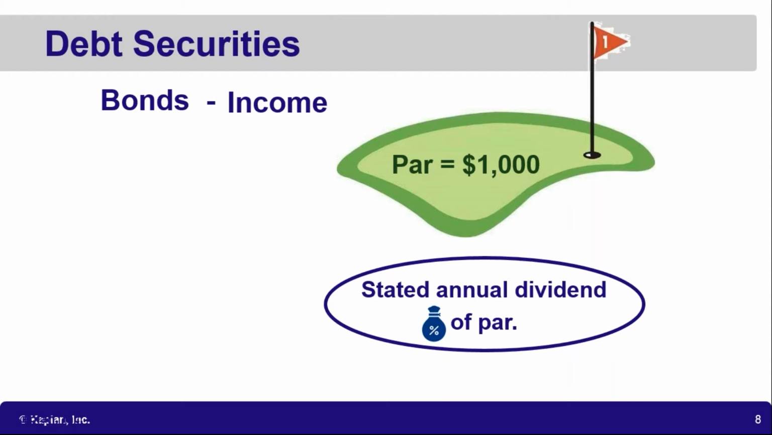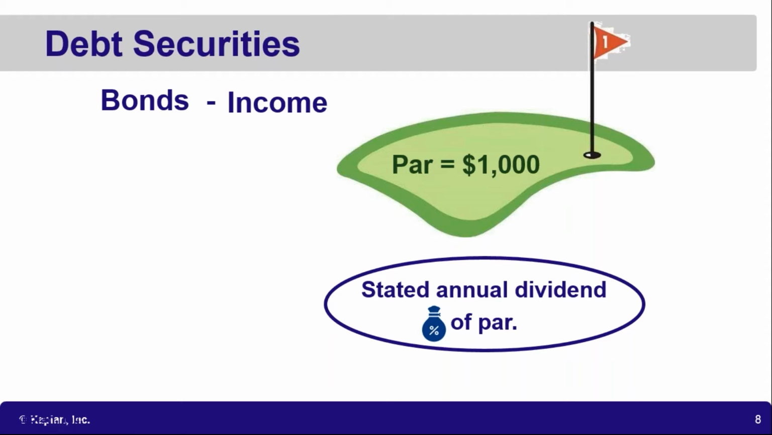8% times $1,000 is $80 a year. Now, most companies pay interest every 6 months to you. So if you divide that by 2, it's $40 every 6 months that you receive, like clockwork, from that particular investment. These are excellent income producers for people. And then on the final day of the bond, the maturity date of the bond, they're going to pay you the $1,000 plus your last semi-annual interest payment, which in this case would be the $40. So they'll pay you $1,040 on the last day of the bond.